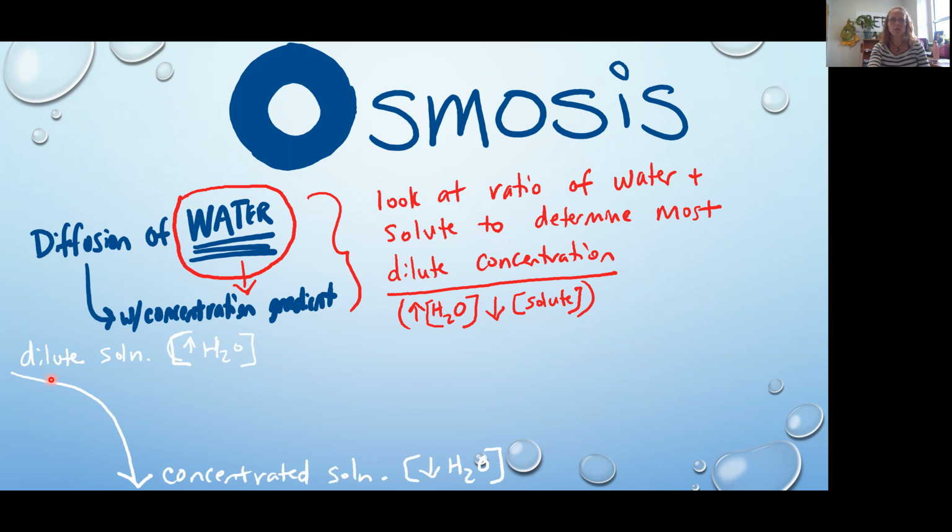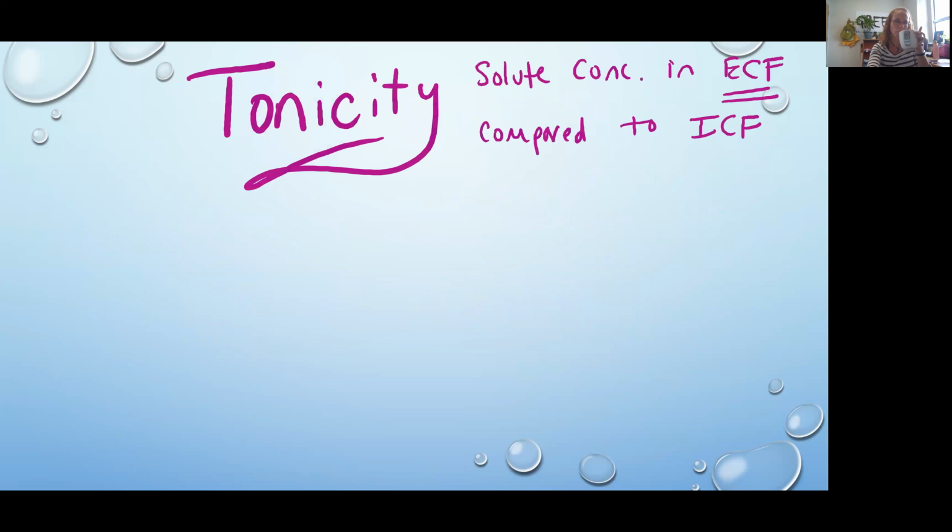Your dilute solutions are always going to have a higher water concentration. They're going to be at the top of the hill. And our concentrated solutions are always going to have the least amount of water, so they're going to be at the bottom of the hill. So this tells us that water is going to diffuse, or move, from a high water concentration to a low water concentration, from a dilute solution to a concentrated solution.